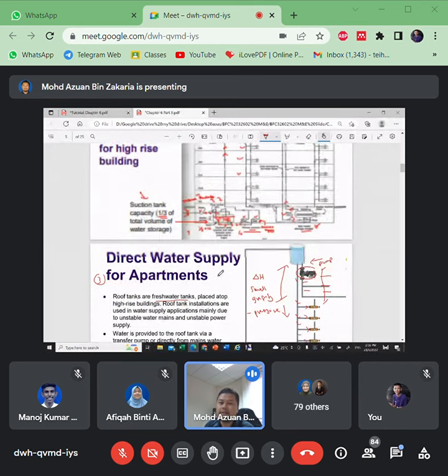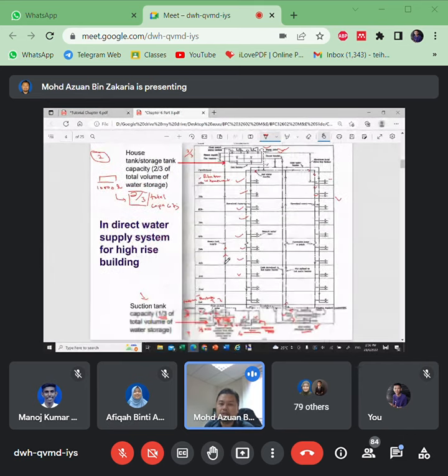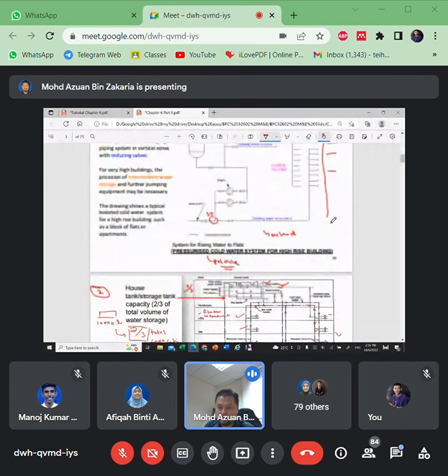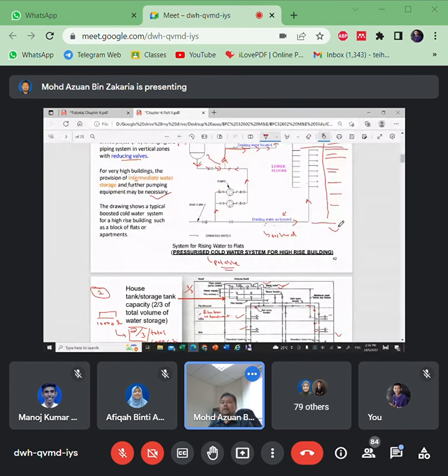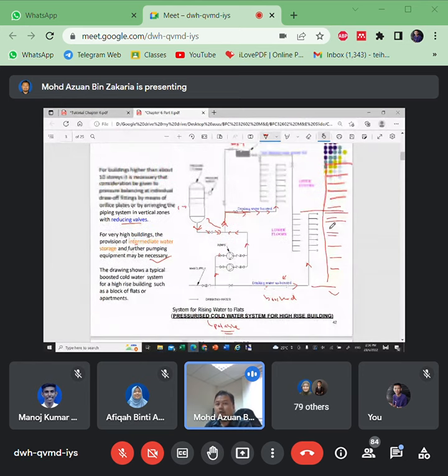But in my experience, normally for high rise they will use this one and this one. And also to be noted that this is for water supply for potable and daily usage. If we relate back to chapter 4, water supply for fire protection system should have a different water storage tank. Okay, perlu ada water storage tank yang berlainan.